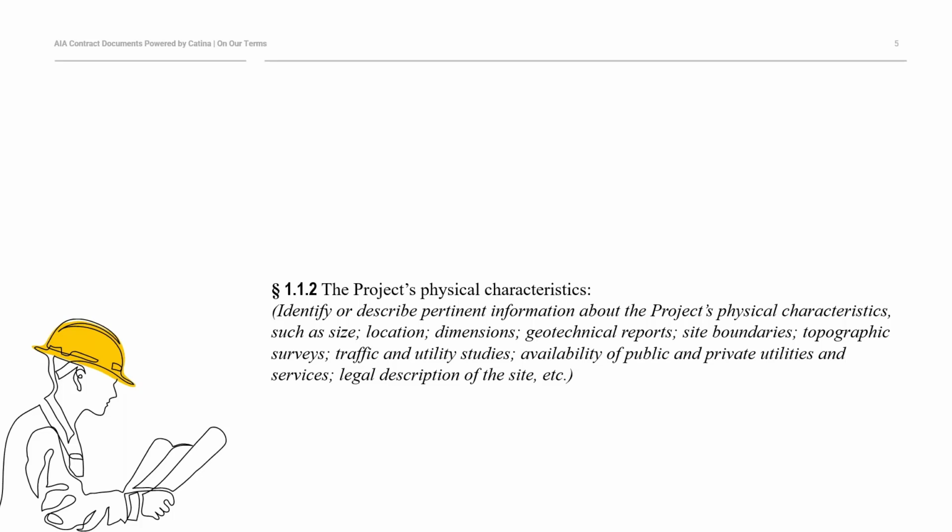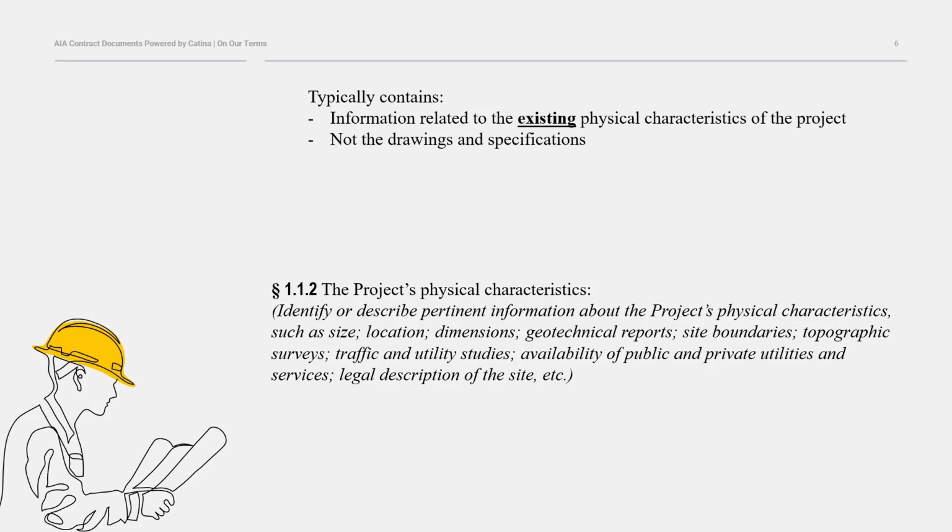Let's go into section 1.1.2, the project's physical characteristics. This section tells the parties to identify or describe pertinent information about the project's physical characteristics, such as size, location, dimensions, geotechnical reports, site boundaries, topographic surveys, traffic and utility studies, availability of public and private utilities and services, the legal description of the site, etc. What it typically contains is information related to the existing physical characteristics of the project. It's not the drawings or the specifications because they don't exist yet.